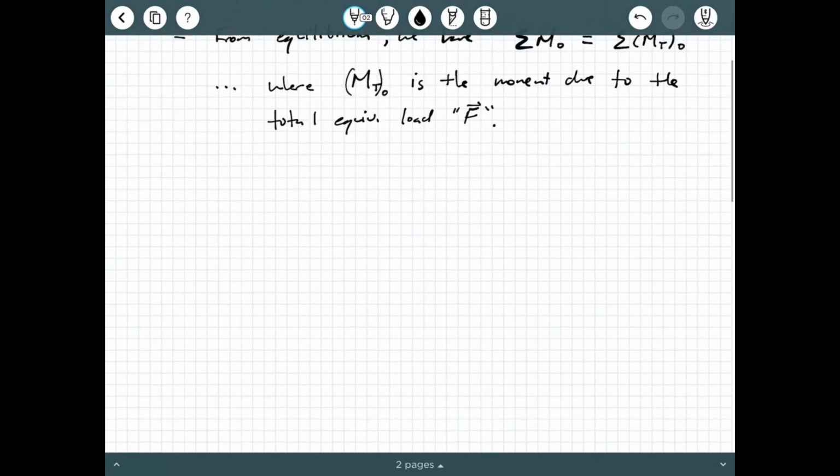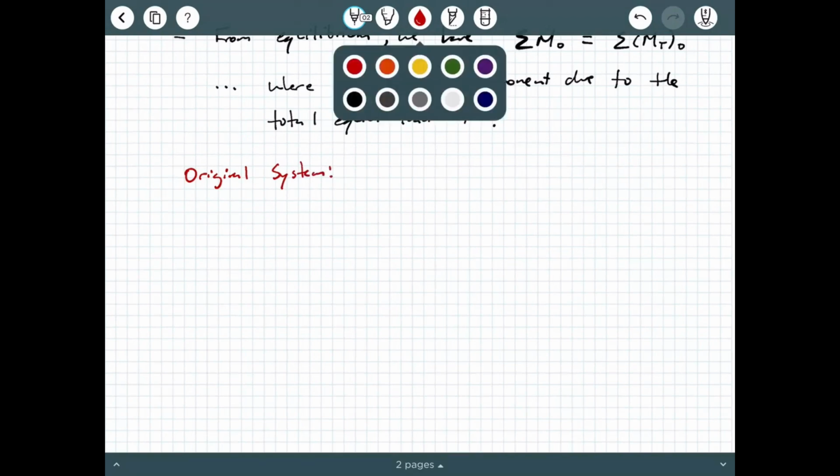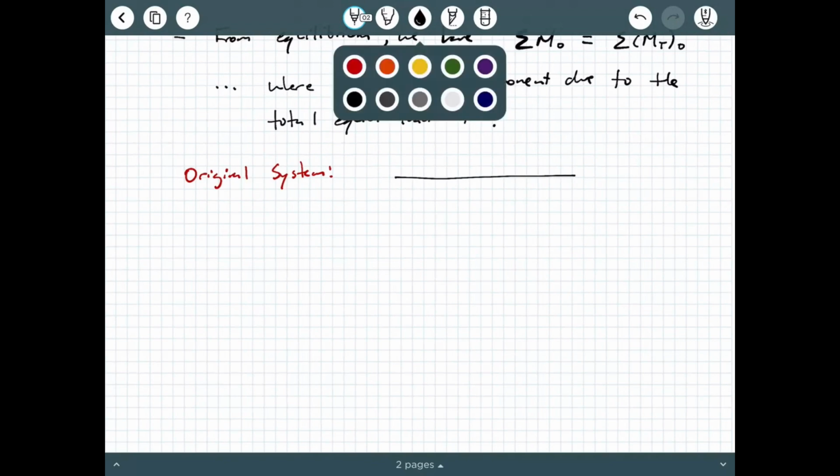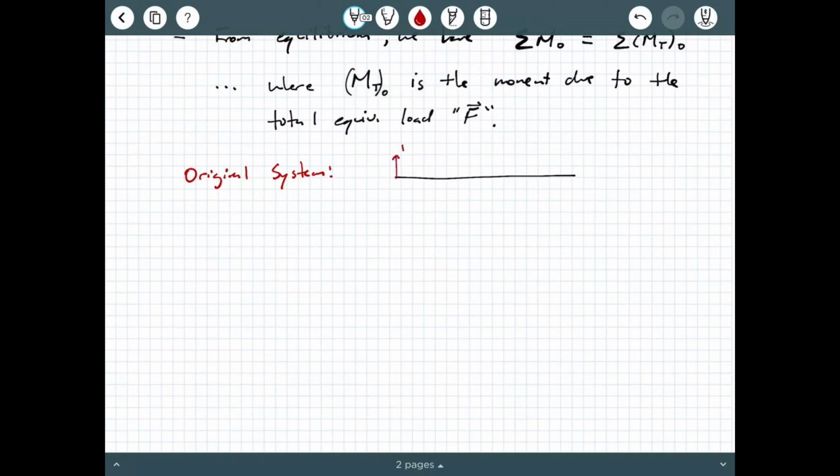So let's look at an illustration. Let's say that we have an original system that looks kind of like this. We have a member length here, and we have a W-axis here and an X-axis here. And then somehow we have this distributed load W as a function of X, and this is spread out over a total length of L.